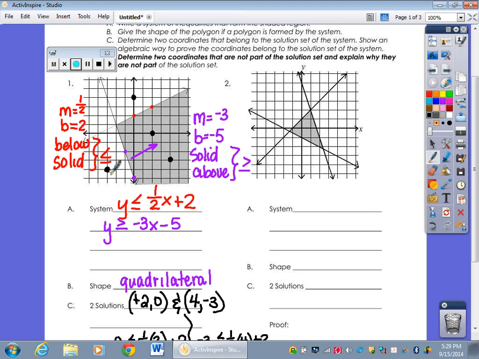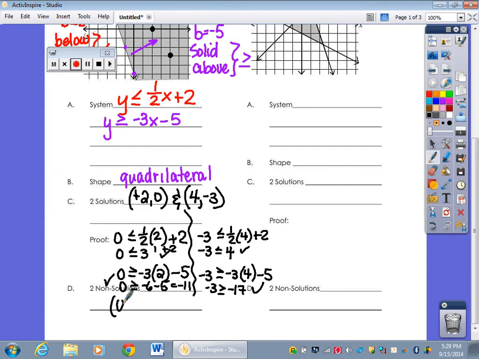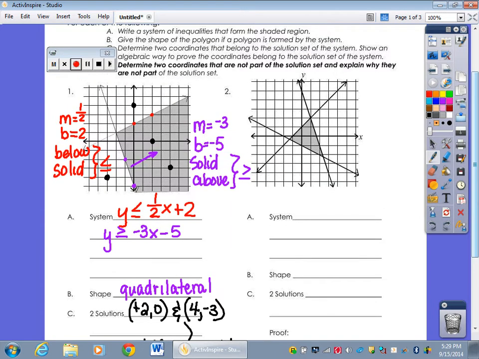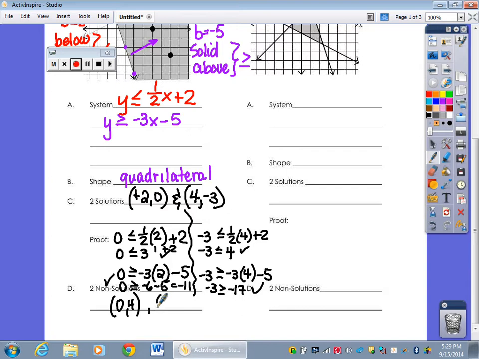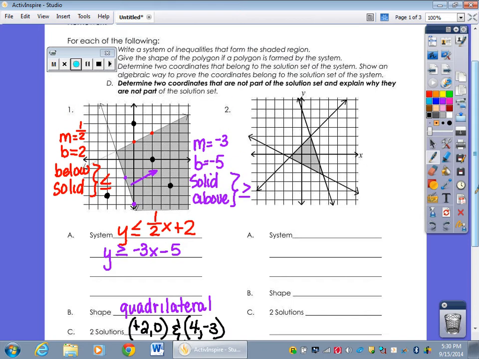Okay, so one of the points could be (0, 4). That would not be a solution. And another point could be, let's see, negative 1, 2, 3, 1, 2, 3, 4. So (-3, -4). Now you can pick any of those points in there. I just picked those two. All right, let's look at the next one.